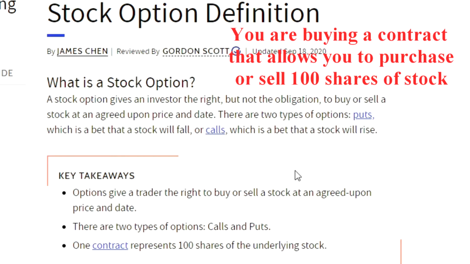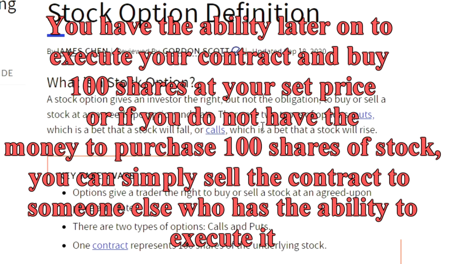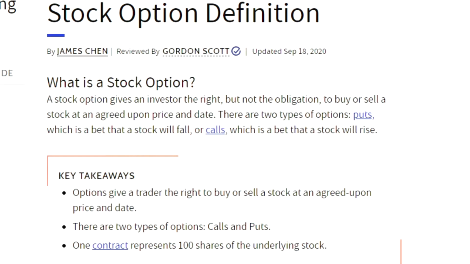At that point, you're not actually buying 100 shares of the stock. You're buying a contract that allows you at a later time to execute it and buy 100 shares of the stock. Or if you choose to, you could just sell your contract without ever executing it. So you don't have to buy 100 shares of stock.